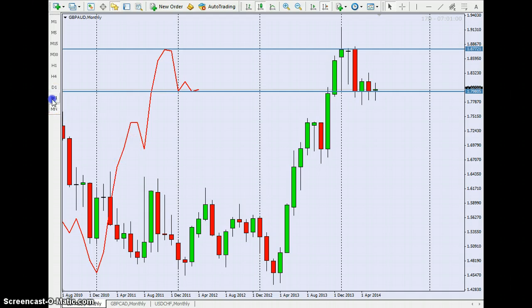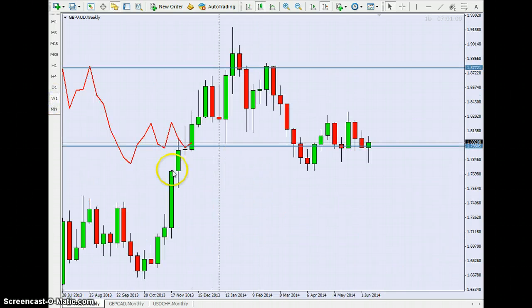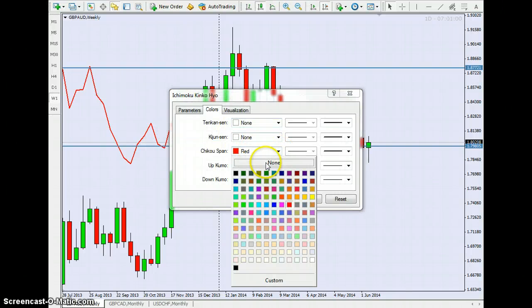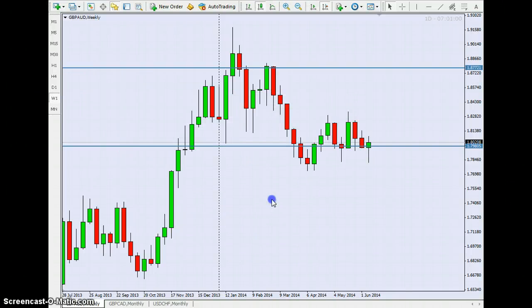So I'm going to drop down to the weekly now, and let's get rid of the Chikou span. Alright, and so now look, we're in a range on this pound Aussie. I'm down to the weekly now, just looking for some patterns to see where price is going. And if you can see here, it's kind of a wedge. It's going ahead, kind of bearish on here.